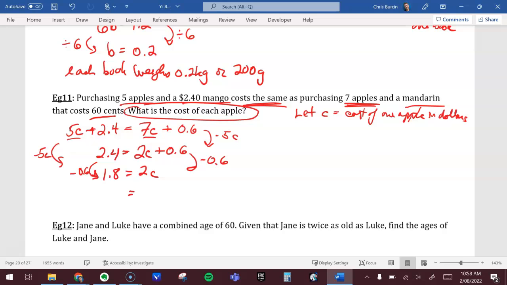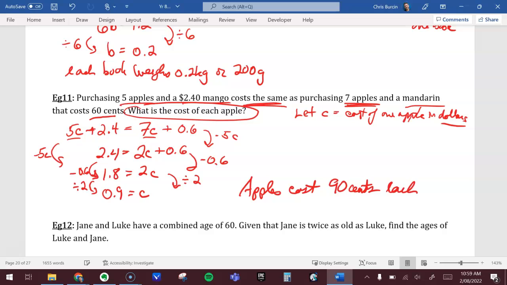To get 1C, which is what we want, the cost of one apple, we divide that by 2, and we divide that by 2, and that gives us 0.9 is the cost of one apple. So we would say apples cost, converting that to dollars now, because that's what we said we were going to do, 90 cents each, less than $1. So saying that it's 90 cents each is still answering the question in dollars, because there's no way to say $0.9 doesn't make any sense. So 90 cents is in currency.